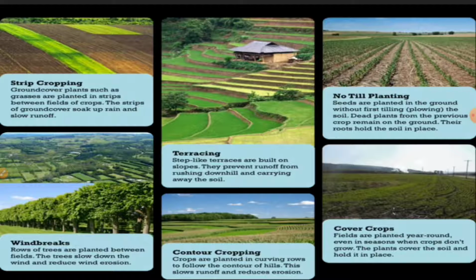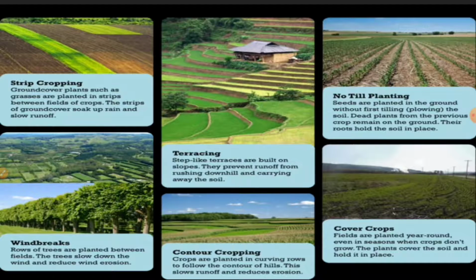Steps can be cut out on the slopes, making terraces. Terrace cultivation restricts soil erosion. The western and central Himalayas have well developed terrace farming.